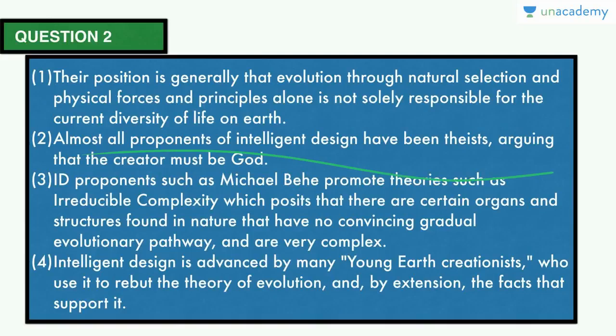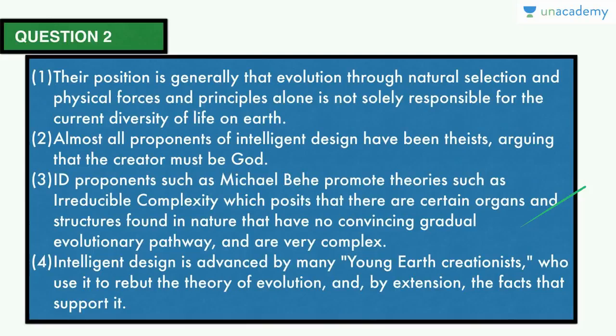Almost all proponents of intelligent design have been theists. Now you're talking about proponents, then you talk about who is advancing them, and their position is that they are rebutting the facts that are used to take forward the theory of evolution. ID proponents, you are talking about some new theory here. ID proponents such as Michael Behe promote theories such as irreducible complexity, which posits that there are certain organs and structures found in nature that have no convincing gradual evolutionary pathway and are very complex.